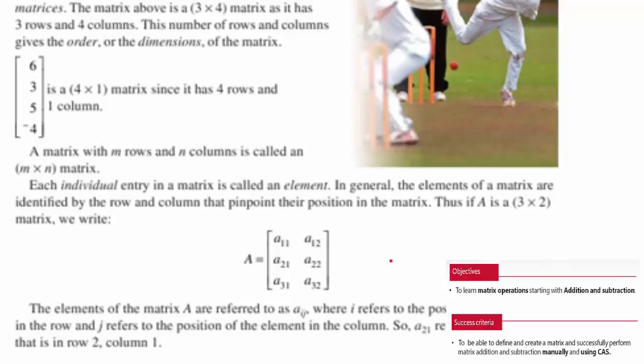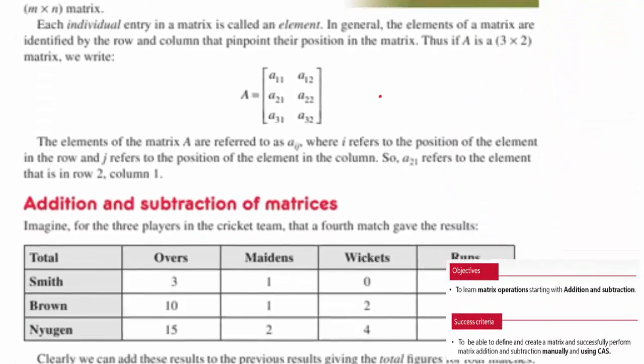Okay, now the elements of the matrix A are referred to as A subscript ij, where i refers to the position of the element in the row and j refers to the position of the element in the column. So A21 refers to row 2, column 1 position.